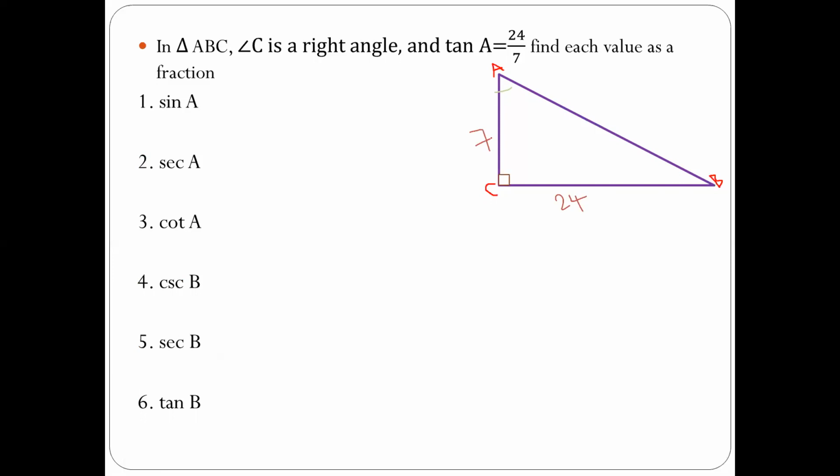Can I find the length of AB? Yes, by using the Pythagorean theorem, which is 24 squared plus 7 squared is AB squared. Now 24 squared is 576, plus 7 squared, so 625 is AB squared. Under square root, AB will be 25.